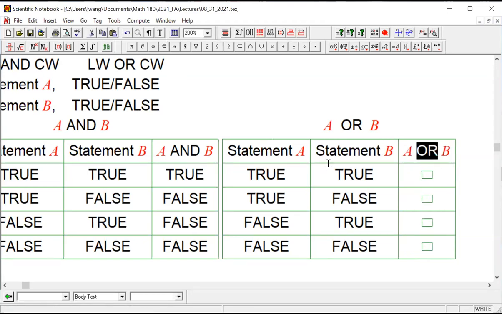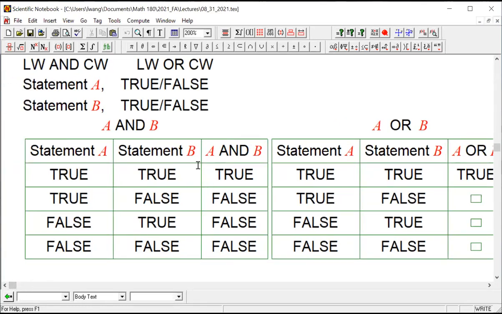What will happen here? True or true is going to be true. True or false is what? True. Everybody? True or true? True or false, right? Okay, let me make this just a little bit smaller.